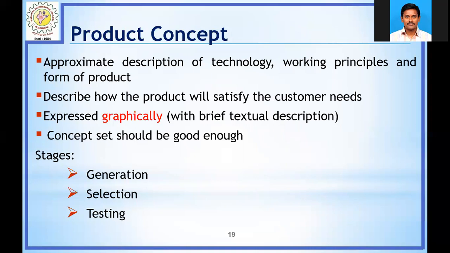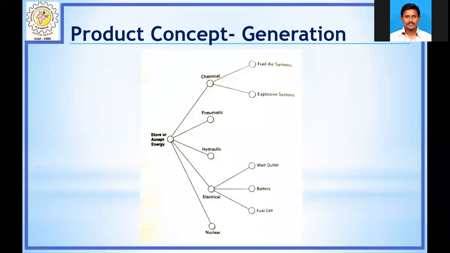First, we need to generate the concept, select the concept, and test the concept. As an example, I will show the preparation of an energy storage system for a mobile phone. If you want to prepare the energy storage system for the mobile phone, we can plan for a battery. But this should be evolved in this way.